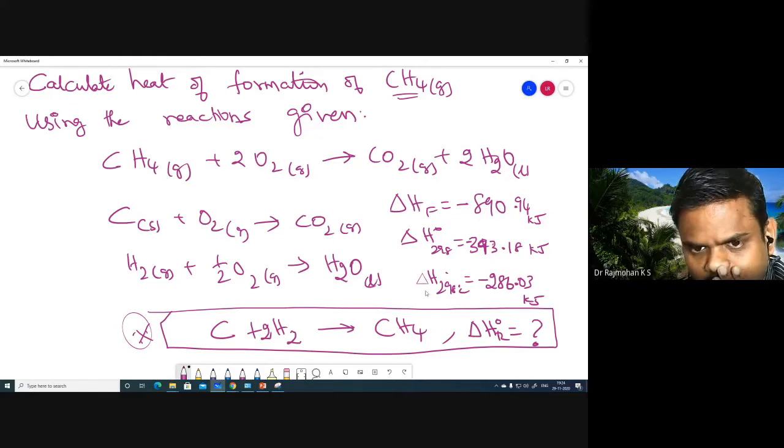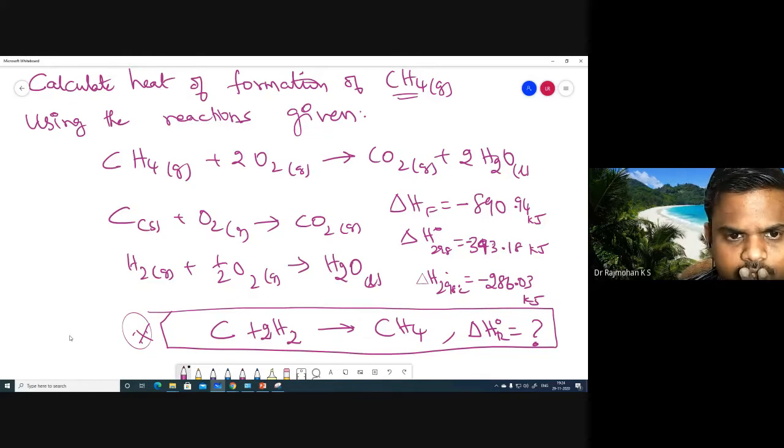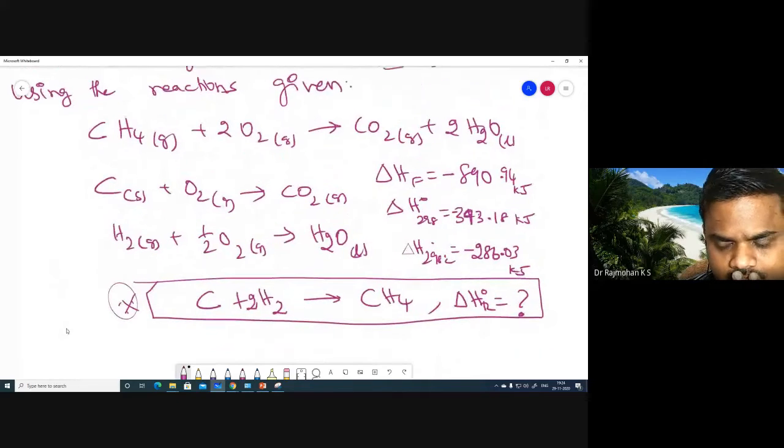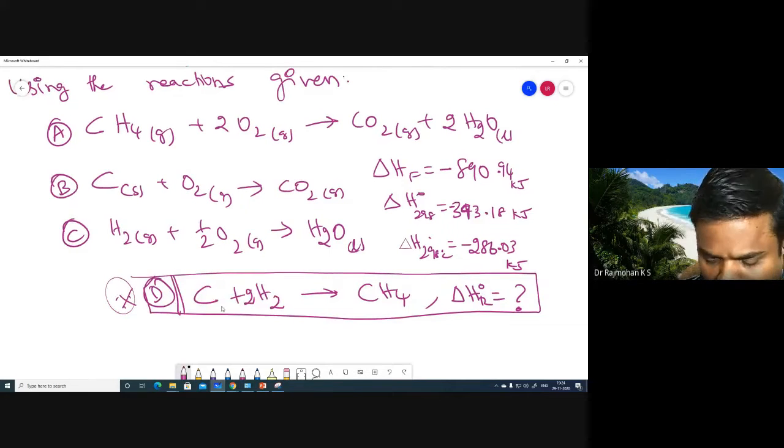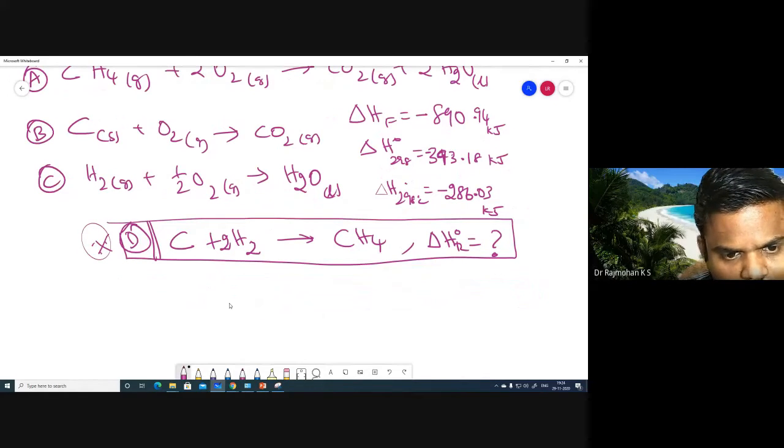So how to do that? I will tell you the simple procedure here. Whatever reactions are given, let me label them as A, B, C. What we have to get is equation number D. So what you can do is make an addition. You have to either multiply A by a factor.